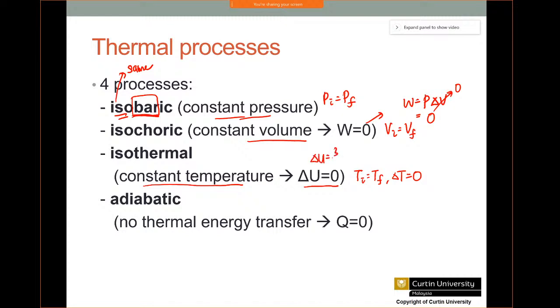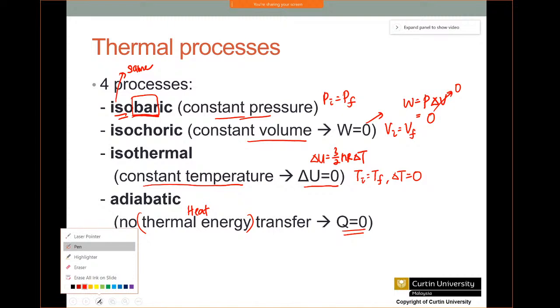Because change in internal energy is equal to change in temperature. Last one, adiabatic. So adiabatic, no heat transfer. When your Q is equal to 0, thermal energy is heat. So again, this is something that I would like you to memorize also. So how do we memorize?